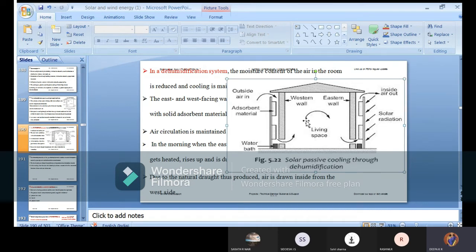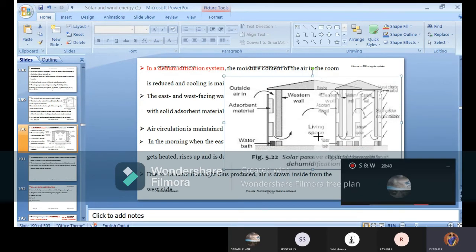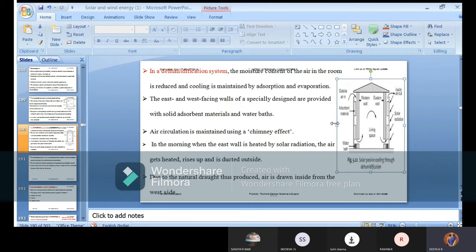Here any moisture content or hot air that is available will be taken out with this outlet, the inside air outlet, or else you can just say an outlet of air to take off the heat content. This is done with respect to solar radiation itself. So for the wall, you can specify which side it is falling on.